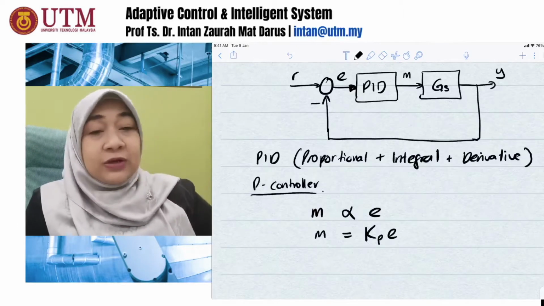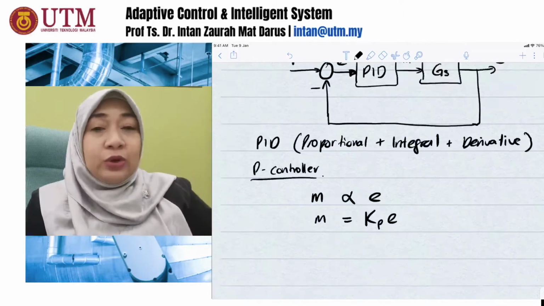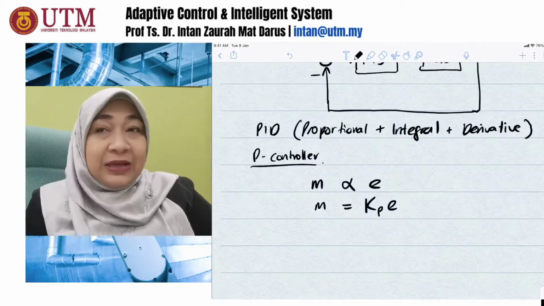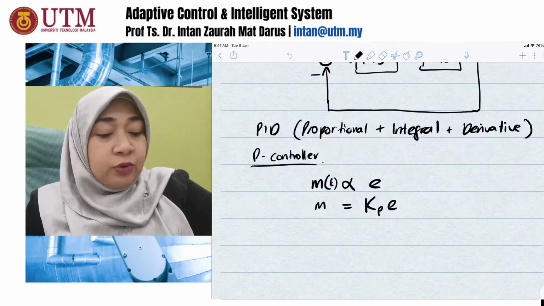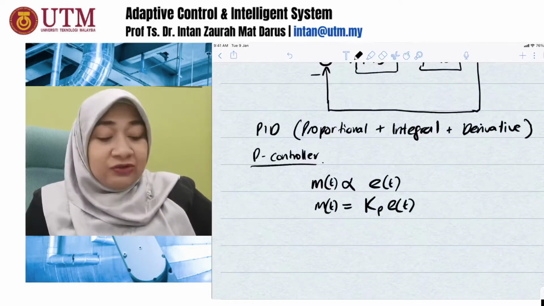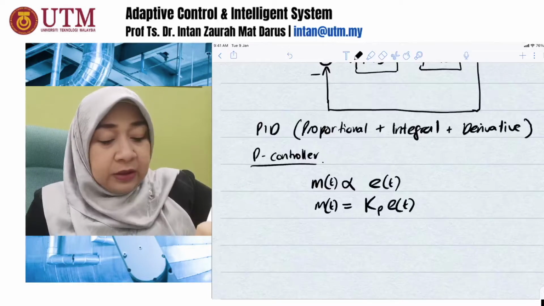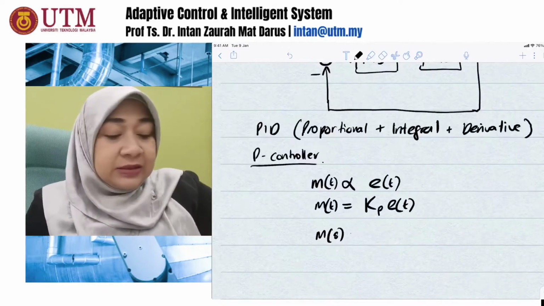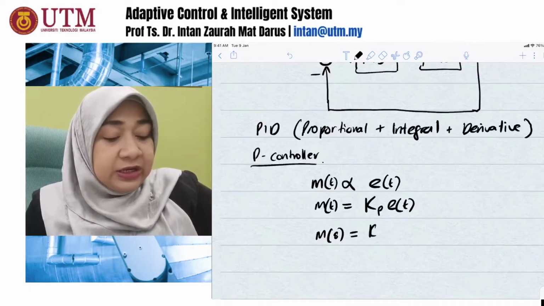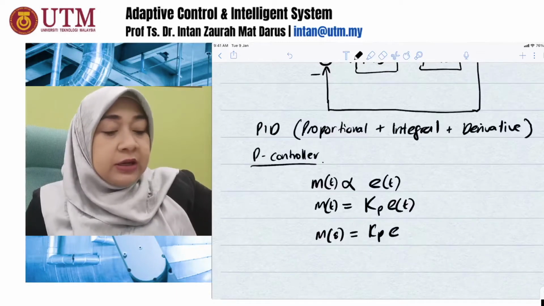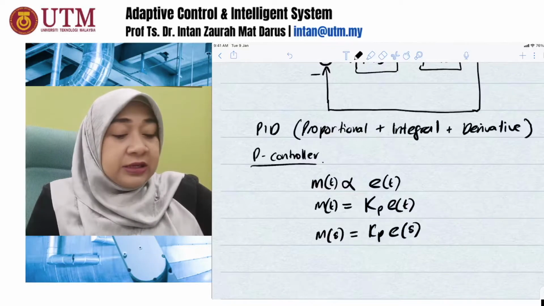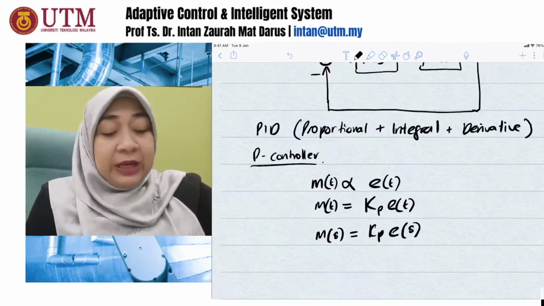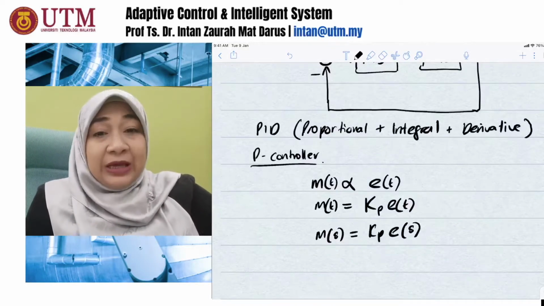So if your system is in the time domain, then you need to take the Laplace transformation of it. It will convert from the time domain. Let's say it is starting with the time domain here. If I take the Laplace transformation, it will become M(s). Okay, Kp doesn't have any changes because it's a constant. The error signal will be a Laplace signal in the S domain. Okay, so this is for your P controller.